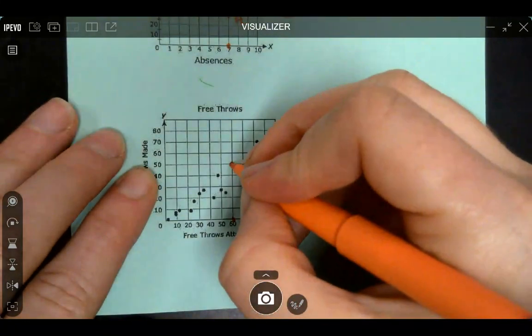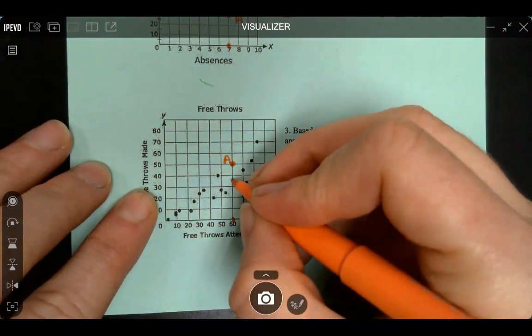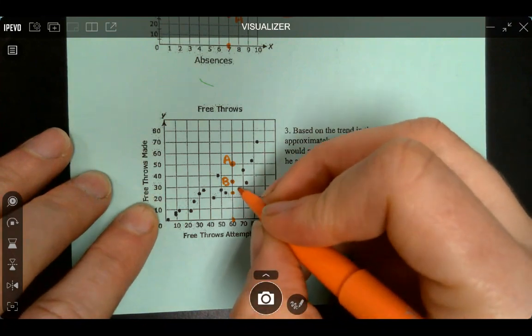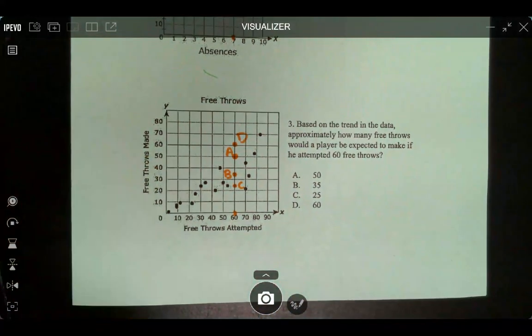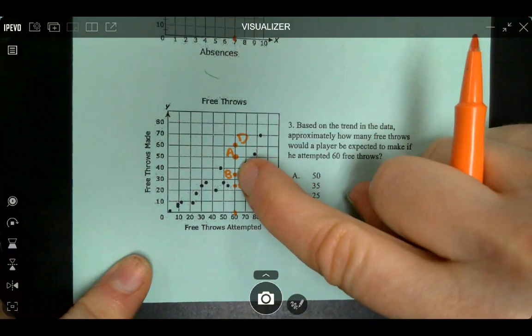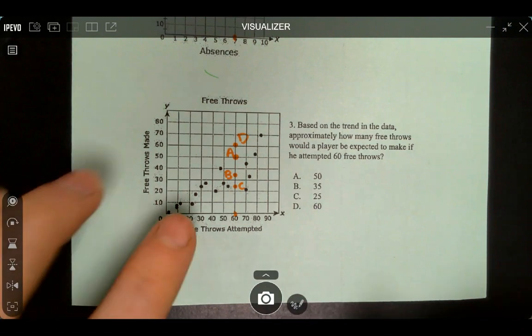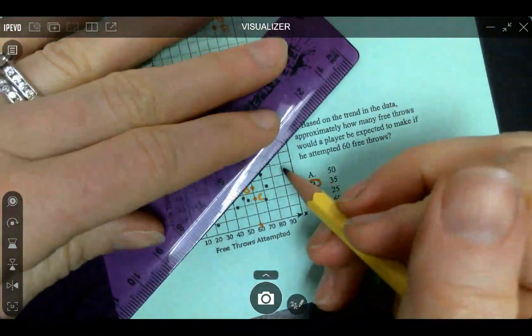So 50 would be up here, so that's A. B is 35. C is 25. D is 60. Which one looks most disguised within the data? Where is 50? 50 is up here. I would say B. B is more within the rest of the dots. They are tricky, I'll tell you that.